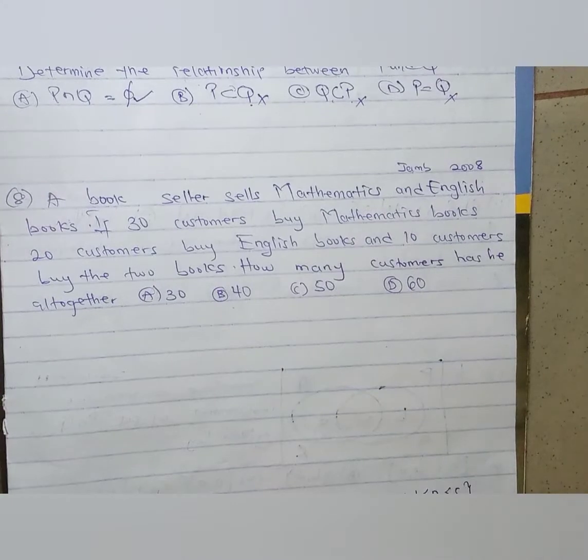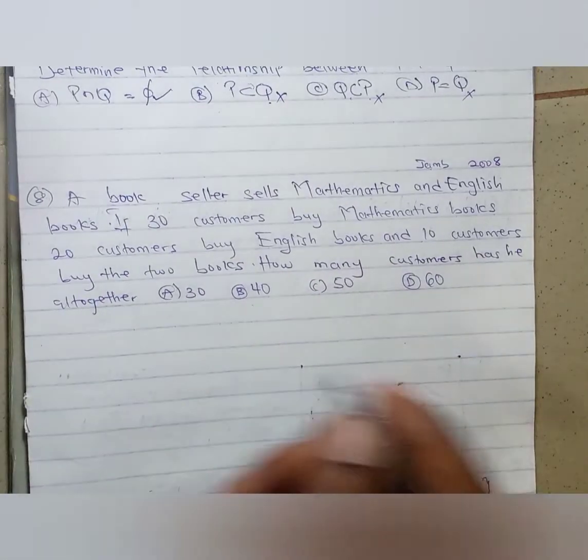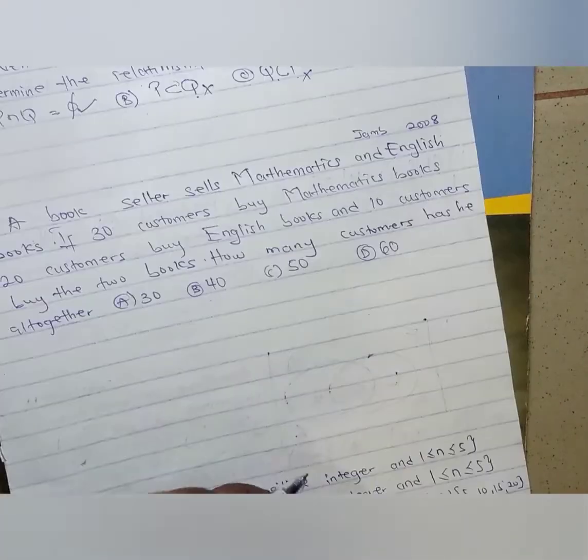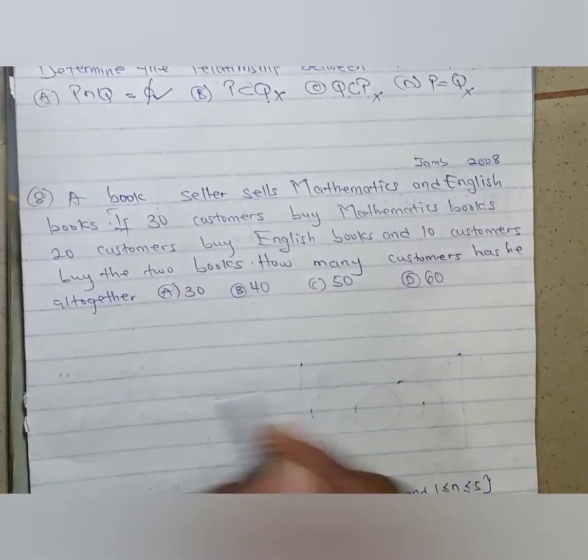So question number 8, JAMB 2008. A bookseller sells mathematics and English books. If 30 customers buy mathematics books, 20 customers buy English books, and 10 customers buy the 2 books, how many customers has he altogether? So here you're asked to compute the universal set between the two. So for us to compute this, what do we do?